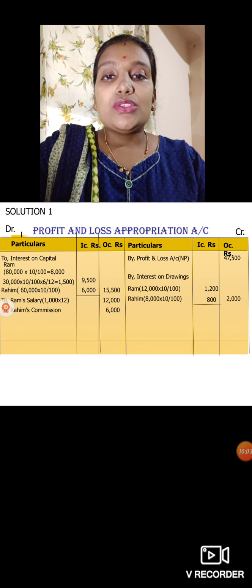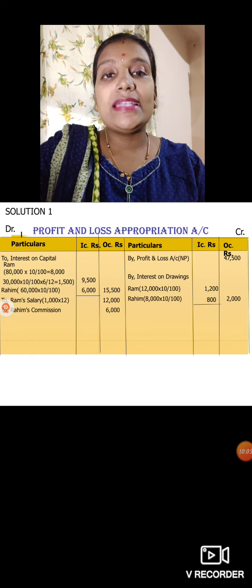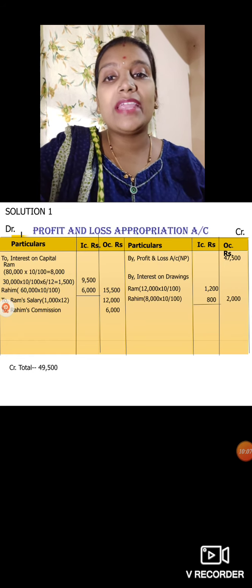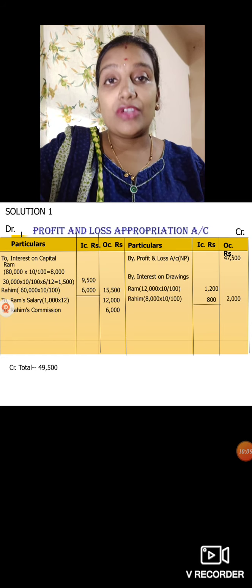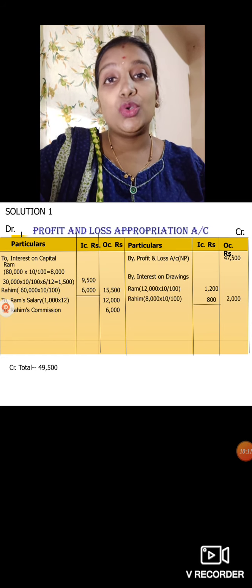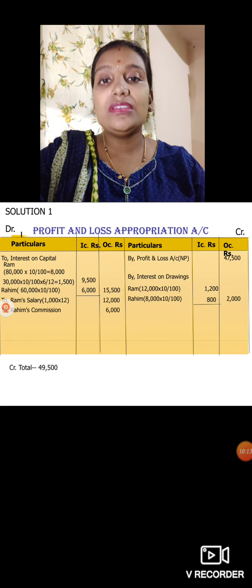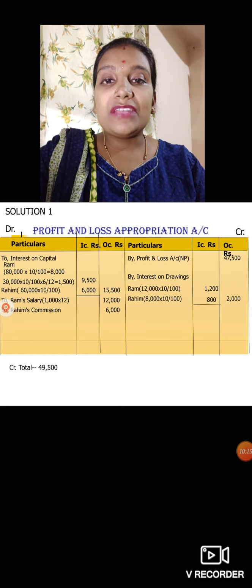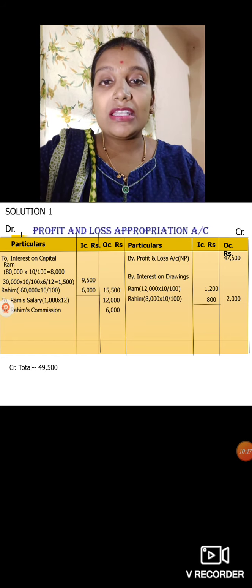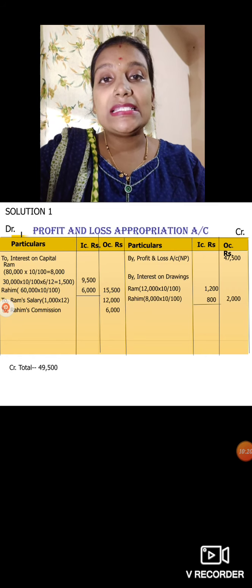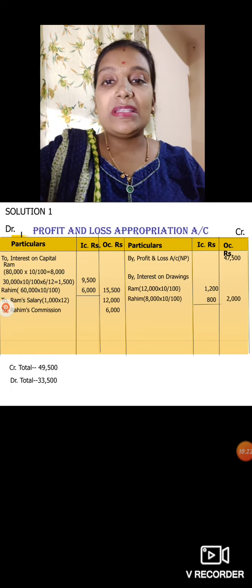So what next? We should total the credit side first. How much do we get? 47,500 plus 2,000, so it will be 49,500. And the debit side total will be 15,500 plus 12,000 plus 6,000. How much will we get as the debit side total?